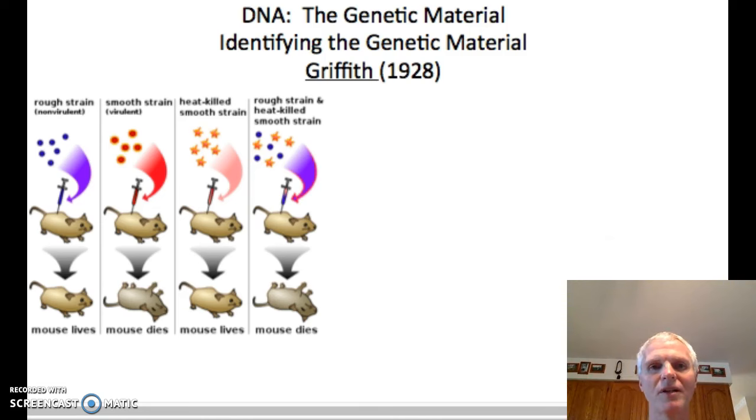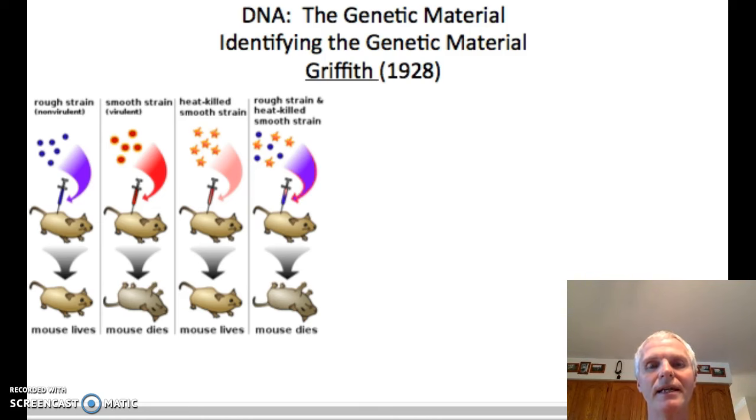So I'll just give you a quick summary of what he did. As you look at the picture, he took some of the bacteria, the rough strain, again, not virulent, and he injected those into the mice, and as you would expect, they did not die. Then he injected some of the smooth strain bacteria. Again, those are the virulent ones, the ones that cause the pneumonia disease. He injected those in the mice, and as expected, they died.